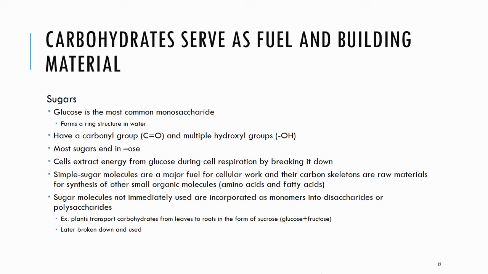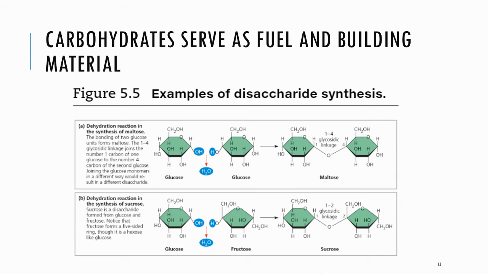For example, plants transport carbohydrates from the leaves to the roots in the form of sucrose, which is a glucose molecule linked to a fructose molecule, and later will be broken down and used individually. So here you can see 2 examples of disaccharide synthesis via dehydration reaction.